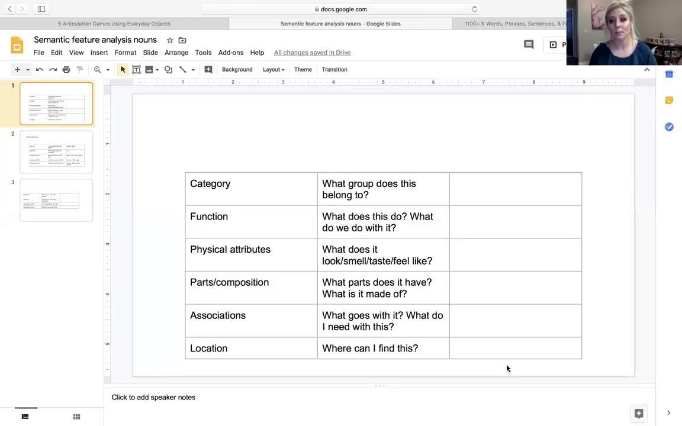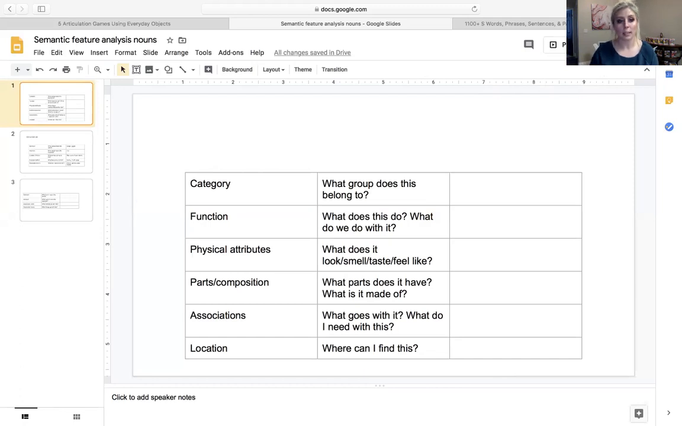So I'm going to share my screen with you guys. Yep, here we go. Now I've got it. Okay, so this is going to be a two-part video because there's just a lot to go through. In part number one, we're going to go over this first slide, and that's for nouns. And then slides number 2 and 3 are for verbs and adjectives, just because they're very, very similar.